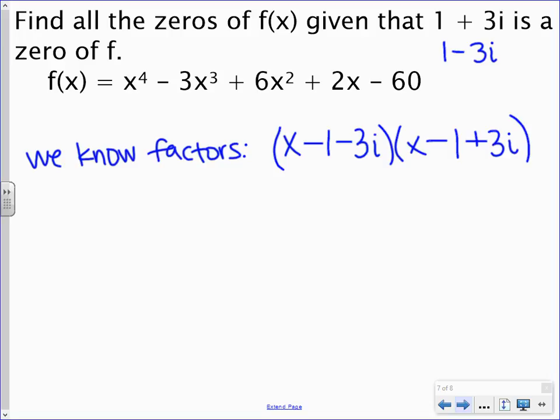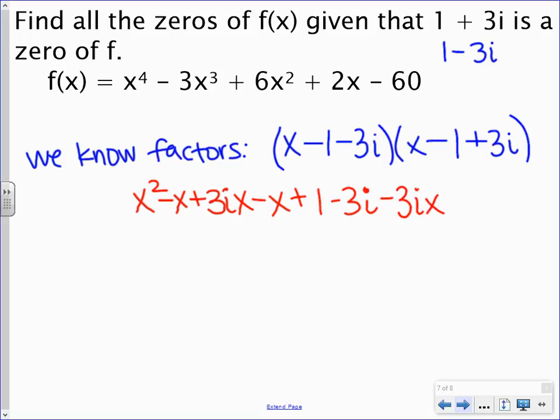They should go away. Alright, so we have to distribute x times x, x times negative 1, and x times 3i. Okay, we'll move to this negative 1 times x, negative 1 times negative 1, and negative 1 times 3i. Then this negative 3i needs to be multiplied through, so negative 3i times x, negative 3i times negative 1, negative 3i times positive 3i. Negative 9i squared, but since i squared is negative 1, we can write that as plus 9. Alright.